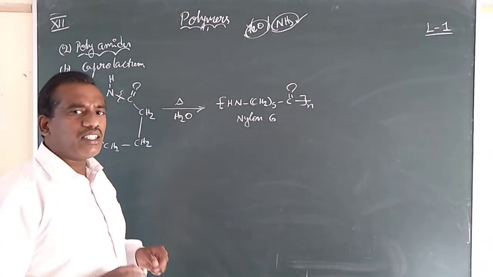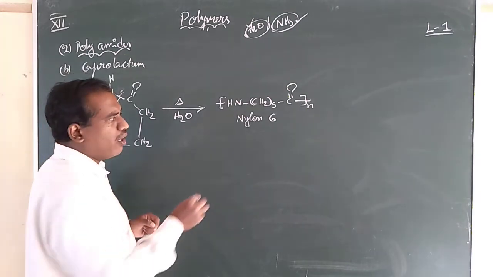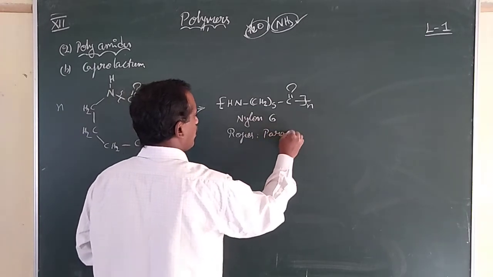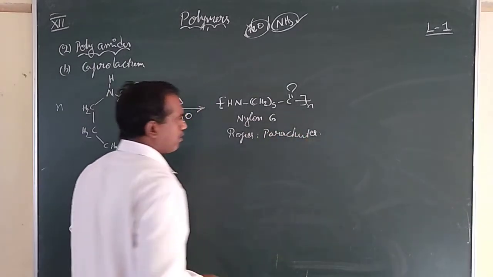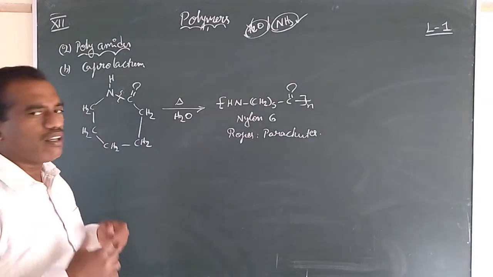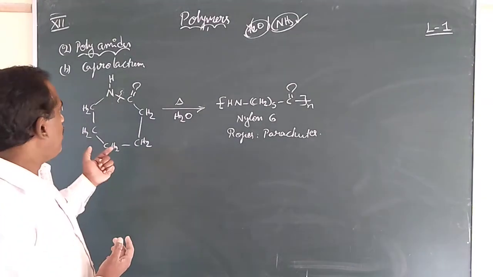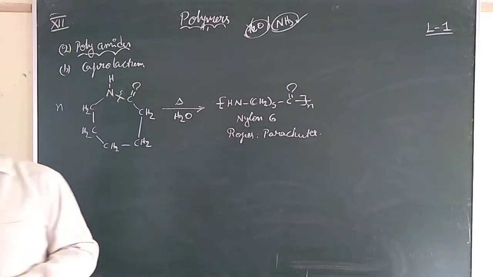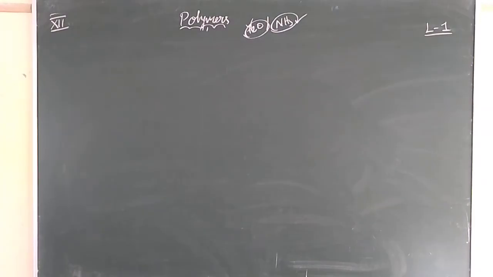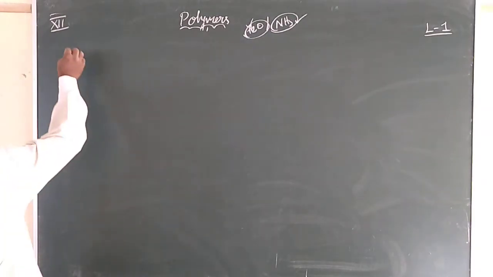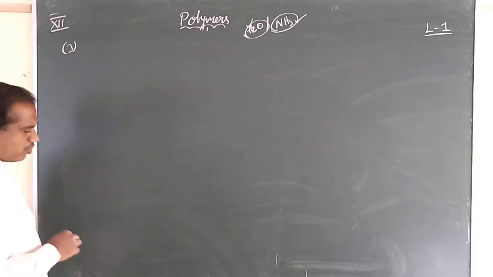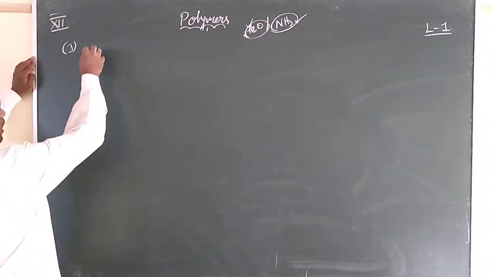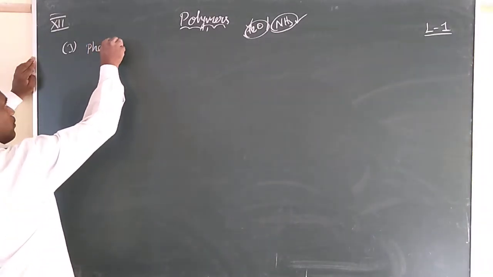Nylon 6 is used for the manufacturing of ropes for parachutes. It has a very strong feature, so it is used in a wide range of applications. Now we have seen polymerization under the second example in polyamides. Let us see one more. The third condensation polymerization we are calling phenol formaldehyde resin.